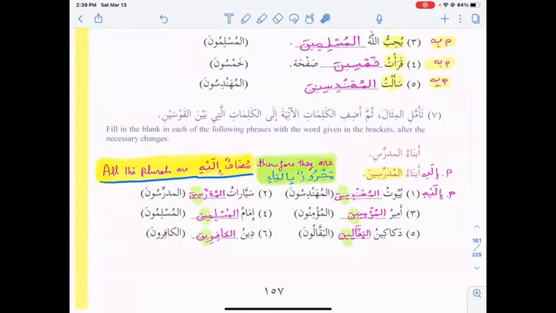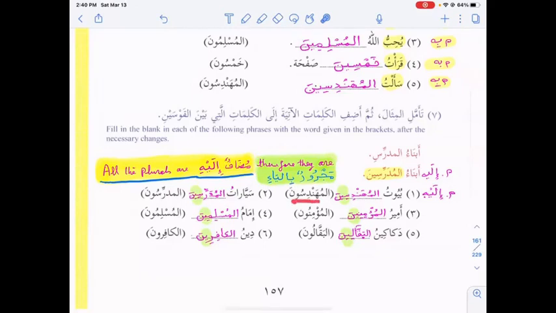So we have abnaul mudarrisi. What is abnaul mudarrisi? I wrote down here mudaf and mudaf ilayhi. So you have to remember mudaf ilayhi. Abnaul, this is mudaf ilayhi. I have written here all the plurals are mudaf ilayhi. Therefore they are majrur bil ya. Remember that, inshallah.